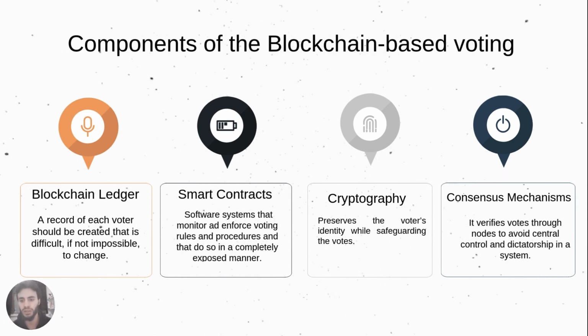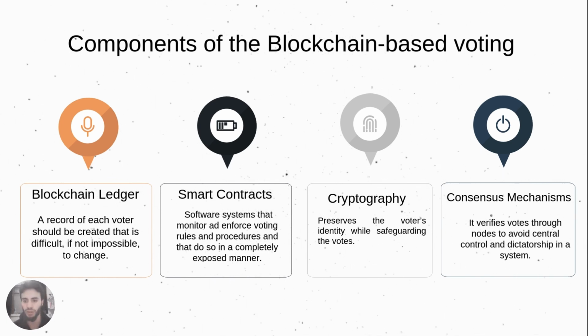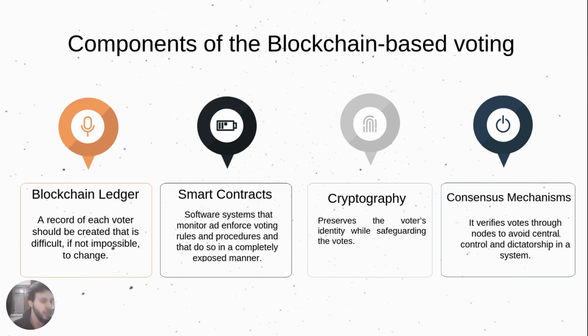Consensus mechanisms guarantee the integrity of the voting system by agreeing on the validity of transaction votes. Here we're going to talk about proof of stake and proof of authority. It's going to prevent double voting, or we can say manipulation.